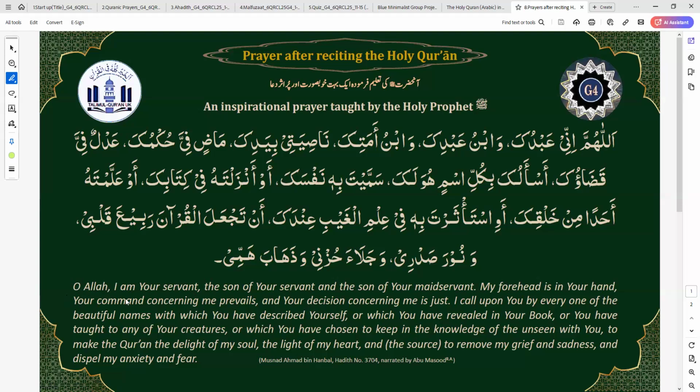O Allah, I am your servant, the son of your servant, and the son of your maidservant. My forehead is in your hand, your command concerning me prevails, and your decision concerning me is just. I call upon you by every one of the beautiful names with which you have described yourself, or which you have revealed in your book, or you have taught to any of your creatures, or which you have chosen to keep in the knowledge of the unseen with you, to make the Quran the delight of my soul, the light of my heart, and the source to remove my grief and sadness, and dispel my anxiety and fear.